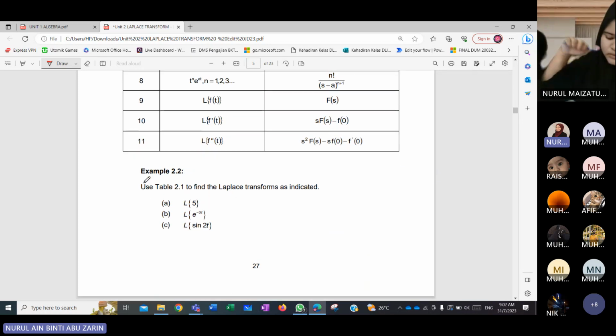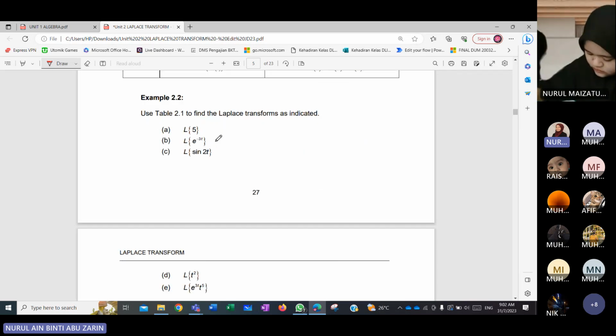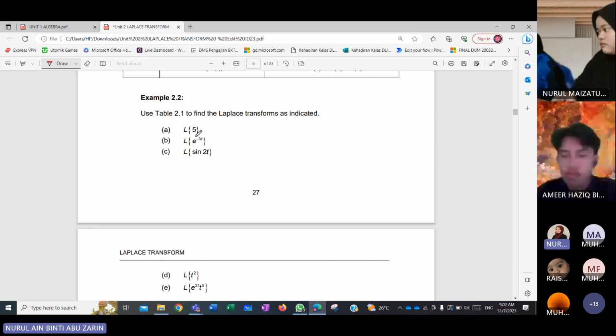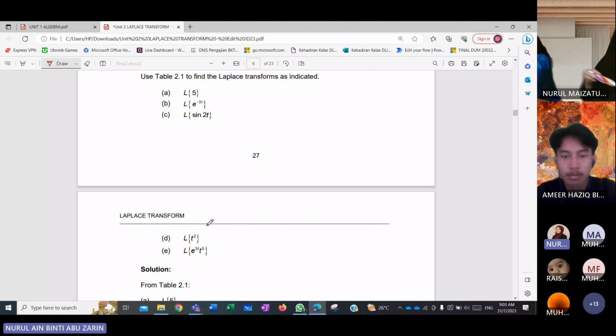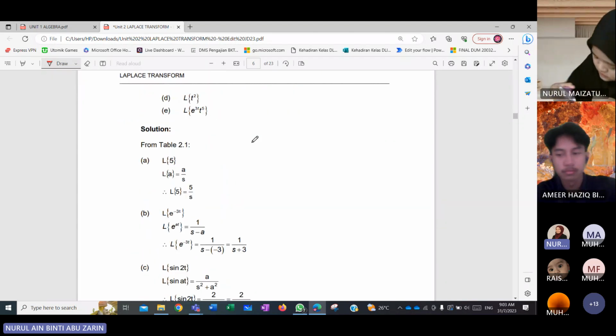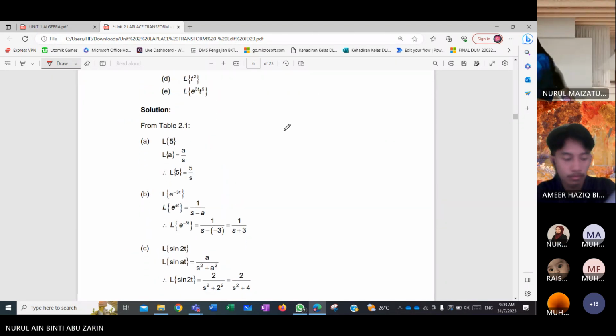Okay, cuba tengok ni. Use table 2.1 to find the Laplace transform as indicated. Okay, so we have yang pertama L dalam kurungan, nampak tak curly kurungan. Okay, we have curly bracket over there, 5. And then yang kedua tu curly bracket for exponent and curly bracket for sine dan seterusnya lah. Okay, I'm going to show you maybe a few from here.